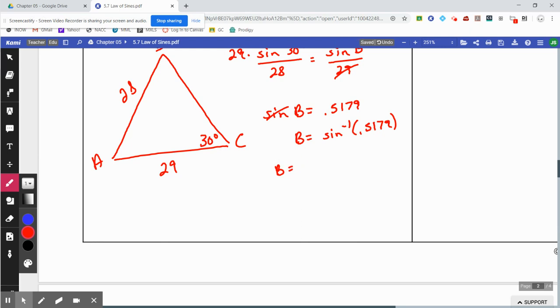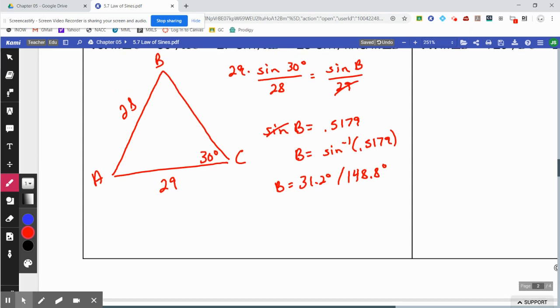Type in the inverse sine of 0.5179 and you get 31.2 degrees, or the second answer would be 148.8 degrees. That's right. Let's see if both of them are possibilities. So could be 31.2. Add this to 30 to see if you're less than 180. This is fine. When you add 148.8 to 30, you get 178.8, which is less than 180, so they're actually both fine.